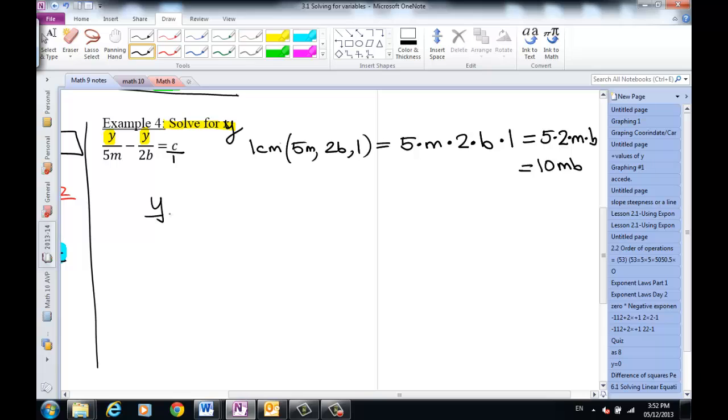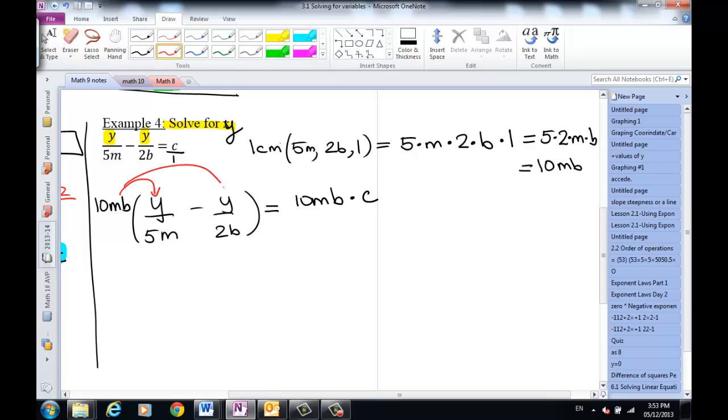So right now I have y over 5m minus y over 2b. I'm going to put brackets around this, and I'm going to multiply our lowest common multiple over here. And it's by the entire left-hand side. And we're also multiplying the lowest common multiple by the entire right-hand side, which is c. So don't forget, we have to distribute this. If you want to write this as over 1, that's fine.